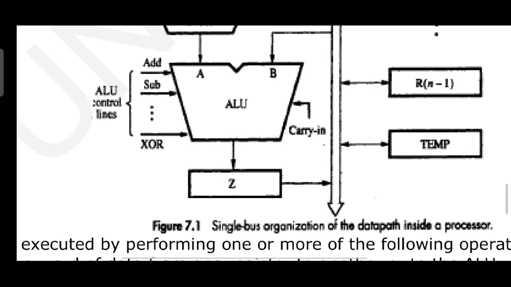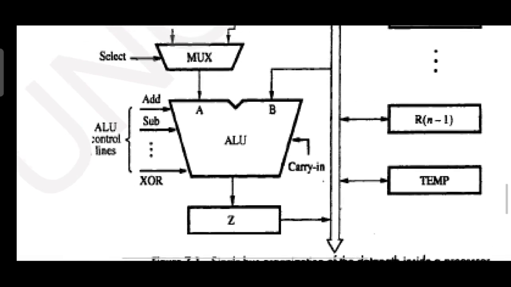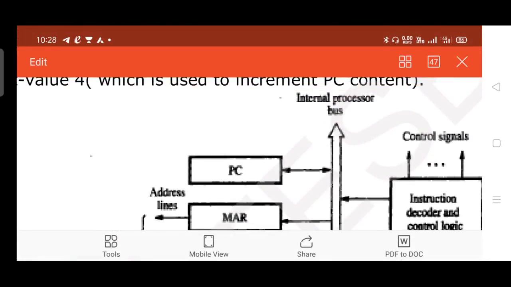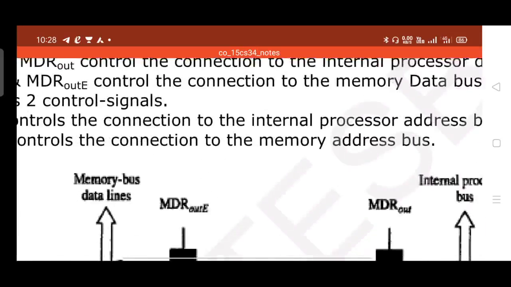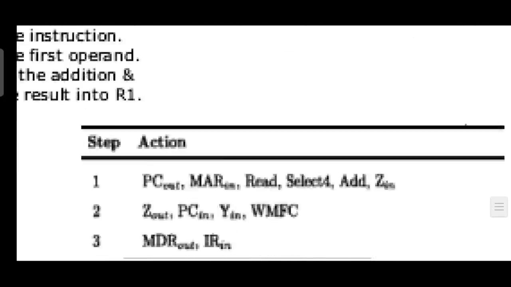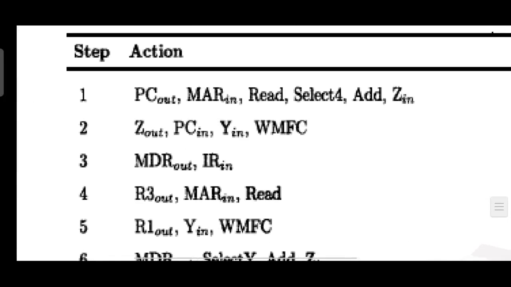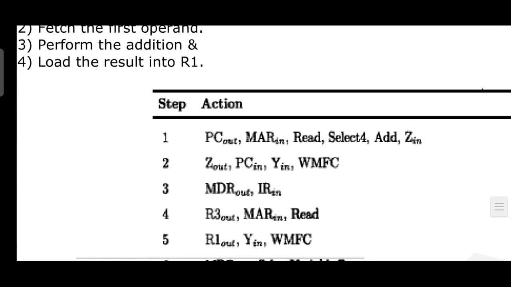Next step is what? This Z should be transferred onto PC back. That's it. So Z out, PC in, that will come in the next step. See here, step number 2, Z out. Take the value from Z, the updated value, which is the previous value of PC plus 4 now, right? Store it back onto PC, as well as on Y. So on both locations it will be stored. Otherwise also it will come on to Y later on.